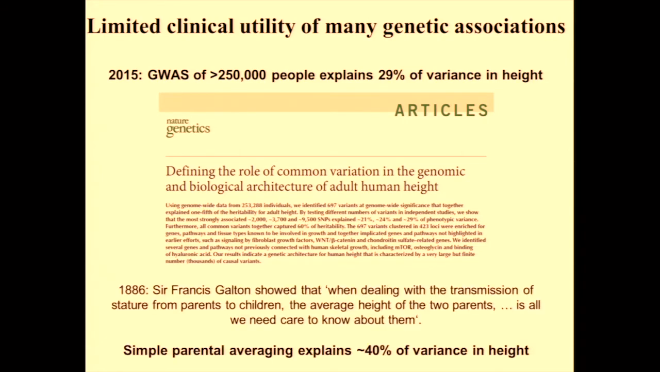But you can go back about 150 years, and this guy called Francis Galton in the UK figured out that simply if you measure the height of your two parents and average it, you can explain 40% of the variation in height. 140 years later, after genotyping 250,000 people, you're still better off just measuring your mum and dad, averaging it, and that's going to be better than this.